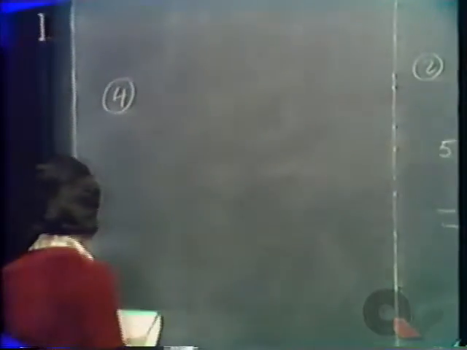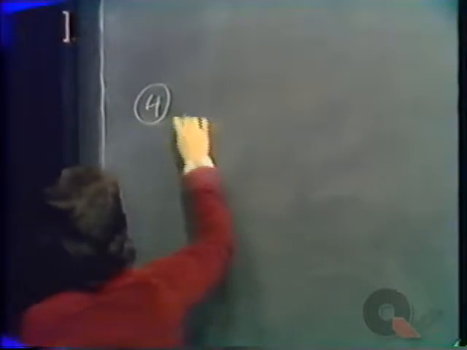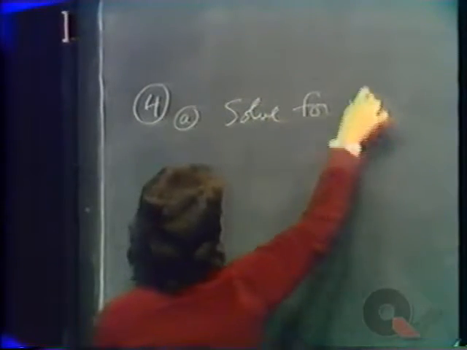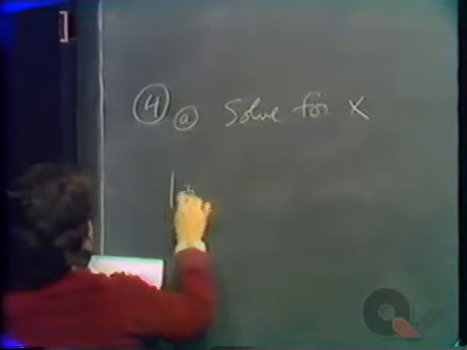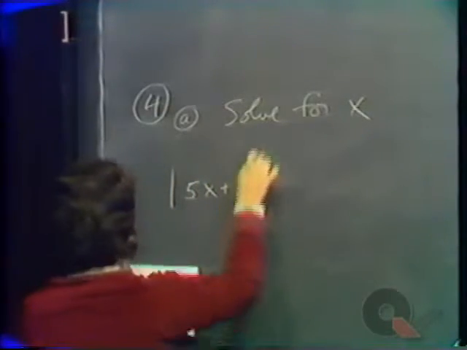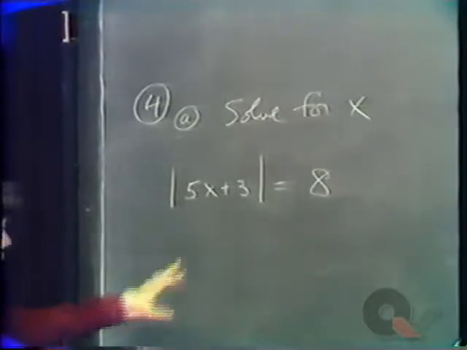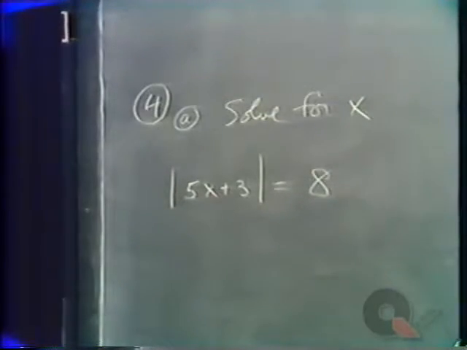Let's consider the following. Let's call this 4a. Solve for x. The absolute value of 5x plus 3 equals 8. A first degree equation, but it involves absolute value. The question is what to do here.